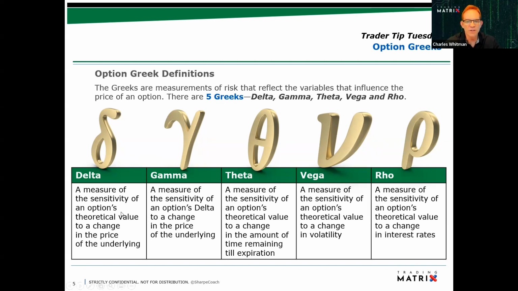Delta is the measure of the sensitivity of an option's theoretical value to a change in the price of the underlying. Gamma is a measure of sensitivity of the option's delta to a change in the price of the underlying. Theta is a measure of the sensitivity of an option's theoretical value to a change in the amount of time remaining until expiration. Vega is a measure of the sensitivity of an option's theoretical value to a change in volatility. And rho is a measure of the sensitivity of an option's theoretical value to a change in interest rates.